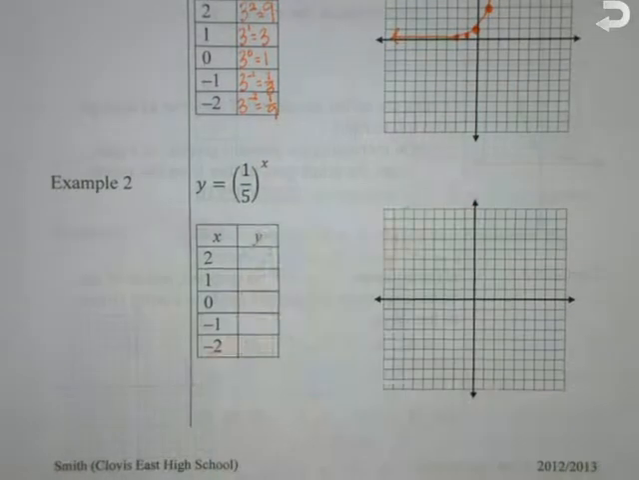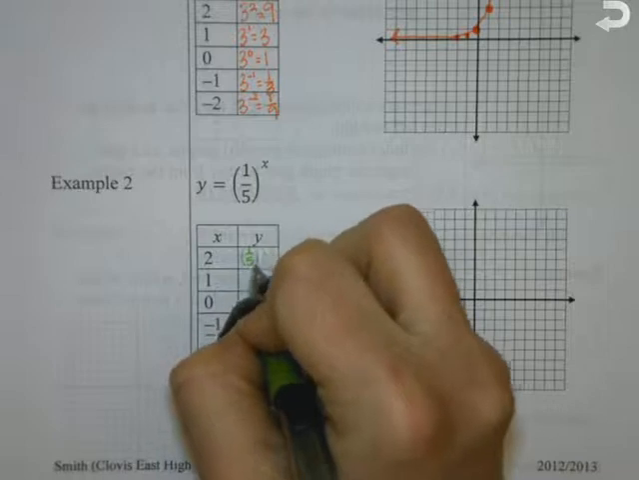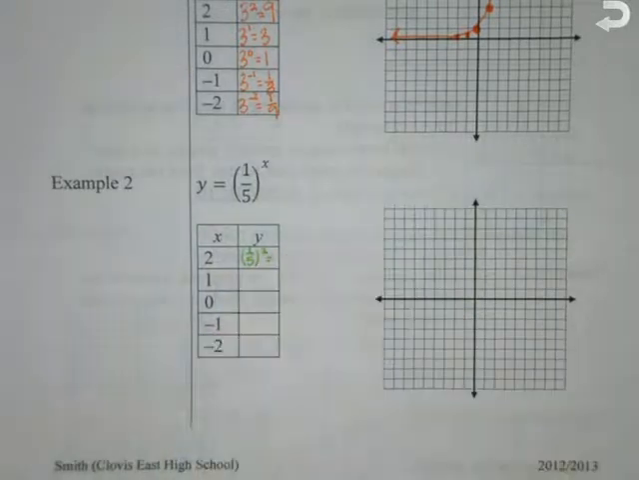So if I'm taking 1/5 and squaring it, what's that going to give me, guys? 1 over 25, good.